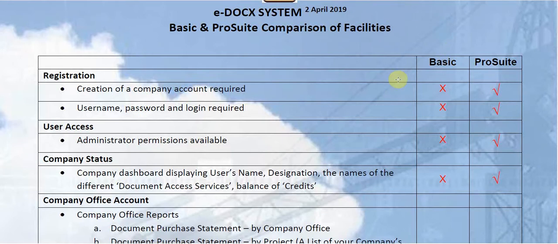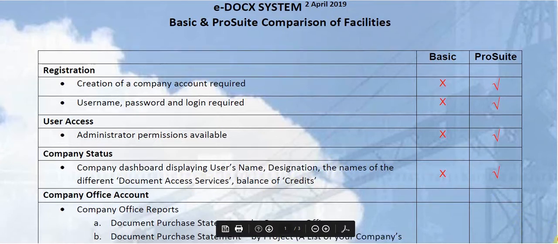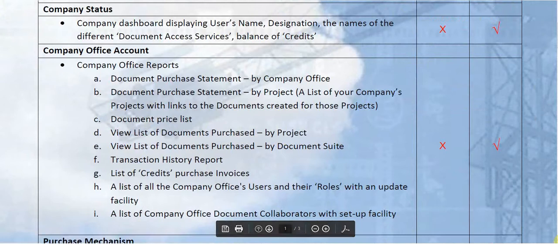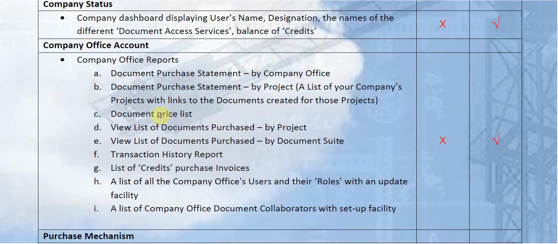So some of the main differences: with the Pro Suite, you need to register and create an account. It's not necessary in the Basic Suite. And with that, you have a whole company dashboard with your username and designation and all the different services, together with a company office account, which you won't have if you're using the Basic Suite. And there's a whole series of reports and transaction history reports and records of documents that you've bought that you can access through this company office account.